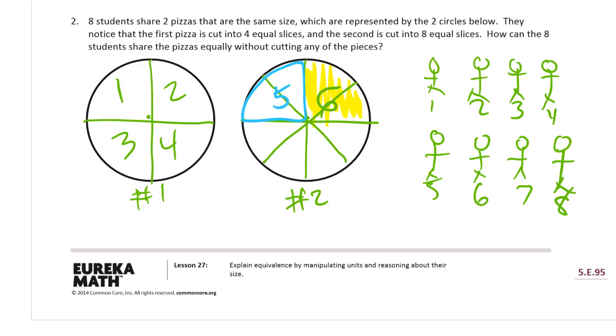And student 7 can get those two eighths, and then student 8 can get these two eighths, which is the same. So they're all getting a quarter slice of pizza. And that works out. They all get the same. So the question here is, how can the 8 students share the pizzas equally without cutting any of the pieces?